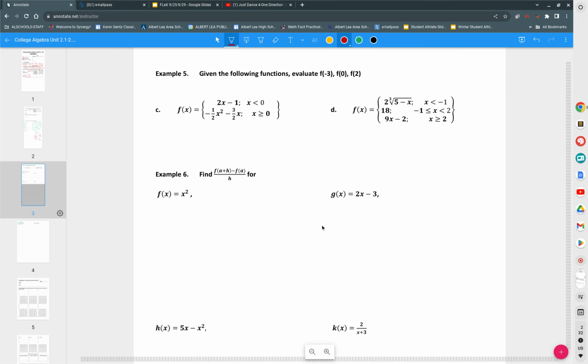We'd also like to evaluate these kinds of functions. These are called piecewise functions. Piecewise functions are broken into pieces. The first one says f of x is equal to these two things: 2x minus 1 and negative 1/2 x squared minus 3/2 x. It asks us to evaluate f of negative 3, f of 0, and f of 2.